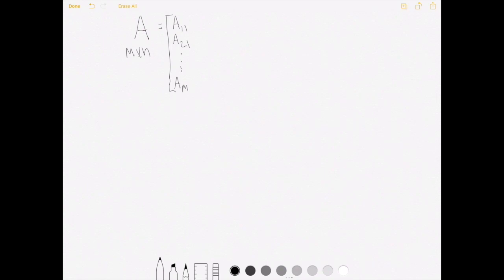AM1 here. In the first row we have A12 across to A1N, and then AMN there. There we have our matrix. Okay, so the typical element of that matrix is the ijth element, which we denote Aij, or sometimes we'll put the matrix in brackets and put the indices outside.